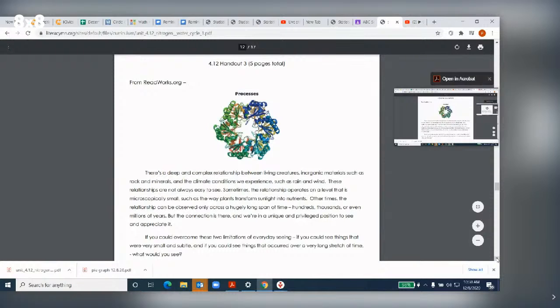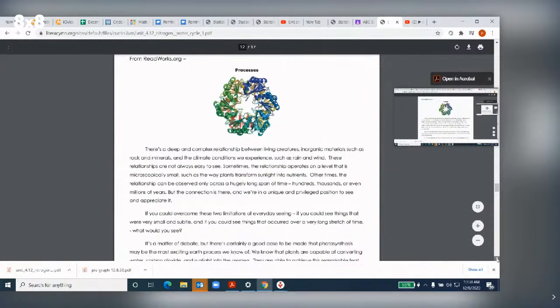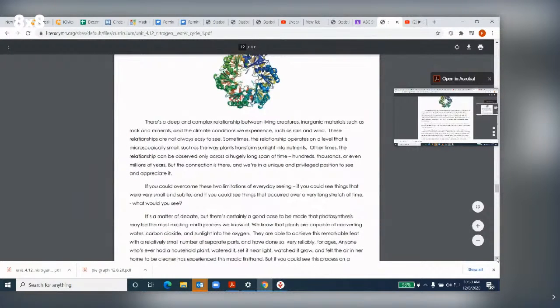If you could overcome these 2 limitations of everyday seeing, so you can see things that are very small and subtle, and you can see things that occurred over a long stretch of time, what would you see? This says it's a matter of debate, but there's certainly a good case to be made that photosynthesis may be the most exciting process we know of. We know how plants are capable of converting water, carbon dioxide, and sunlight into oxygen. They're able to achieve this remarkable feat with a relatively small number of separate parts, and have done so very reliably for ages.